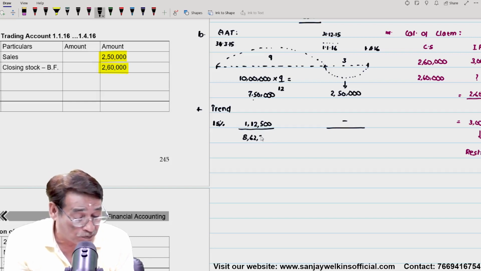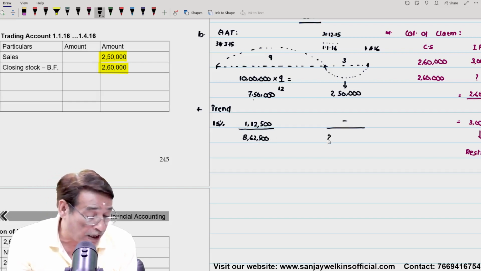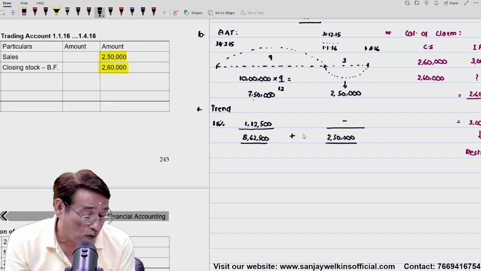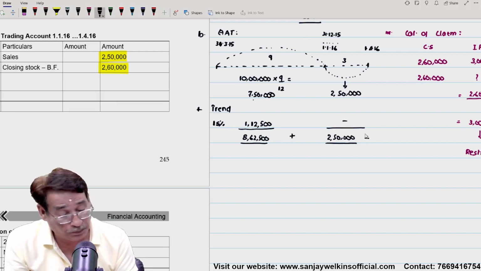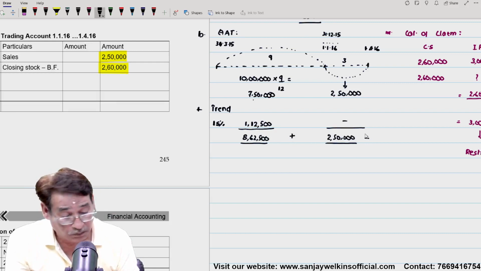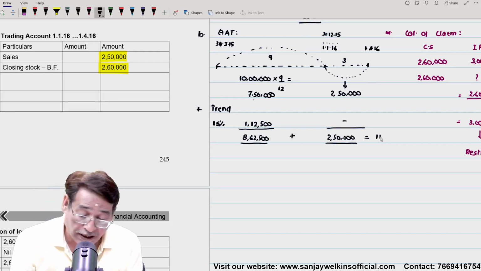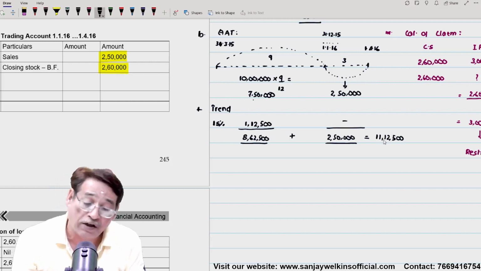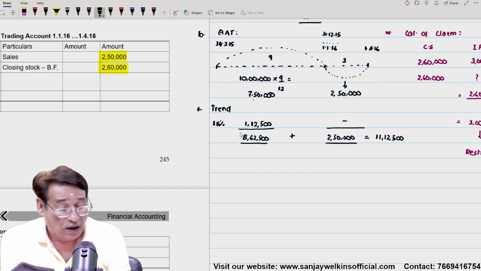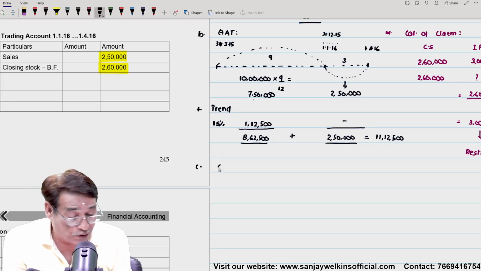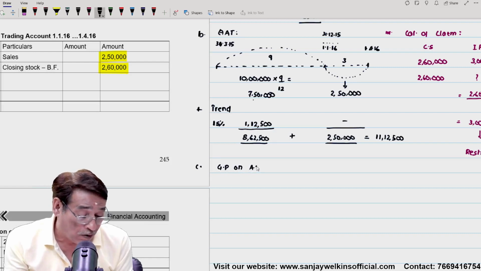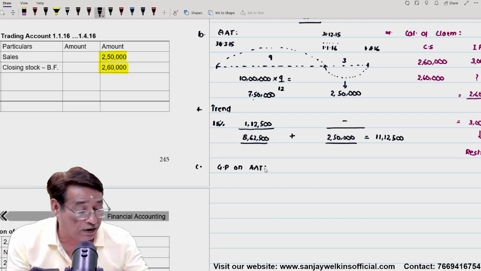8,62,500 plus 2,50,000. That will be equal to 11,12,500. This will be your total turnover. After this step, we compute gross profit on annual adjusted turnover.